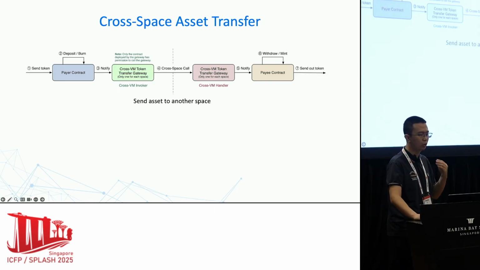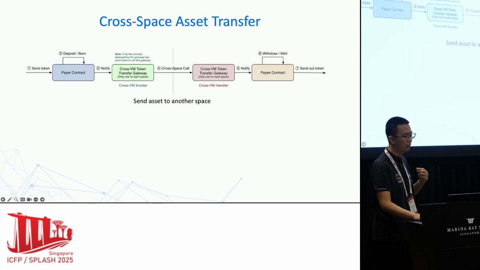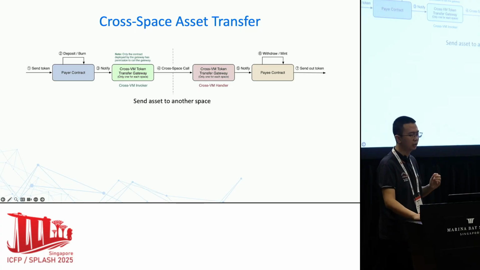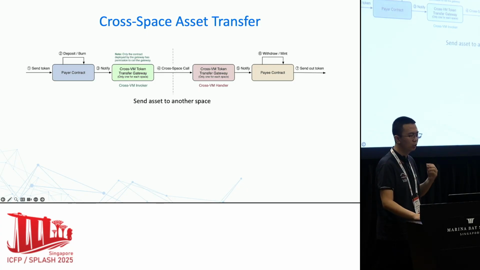For example, the cross-space asset transfer. So we have deployed the cross-VM handler and the invoke contract for the token asset. You can think this is a standard library based on our system API. And in this process, when a user wants to transfer the asset from the pair contract, it will notify the cross-VM smart contract. And after the cross-space call, the handler contract will pass the corresponding message to the contract deployed at another side.